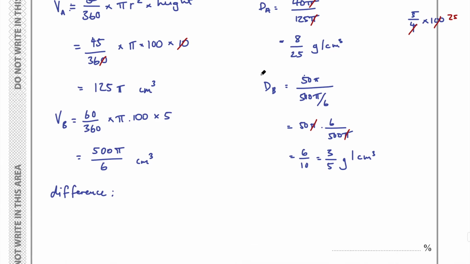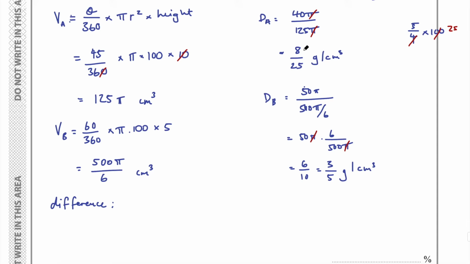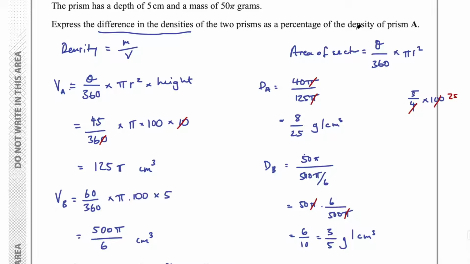So which one's bigger? 3 on 5 is bigger than 8 on 25. So we can do 3 on 5, take 8 on 25. This is going to be 15 on 25, take 8 on 25, which becomes 7 on 25. So that's the difference. And now I need to express that as a fraction of the density of A.